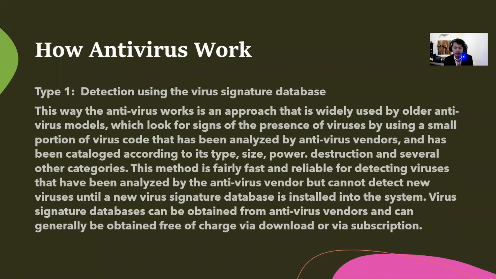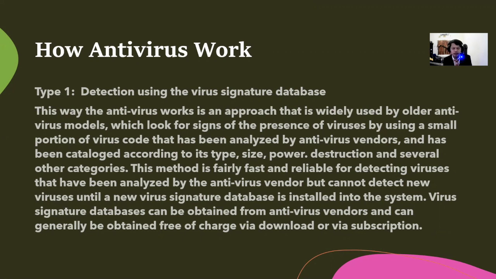There are two types of how antivirus works. The first one is detection using the virus signature database. This is the way that was widely used by older antivirus models, which look for signs of the presence of a virus by using small portions of virus code that have been analyzed by antivirus vendors and cataloged according to their type, size, power, and destruction, and several other categories. This method is fairly fast and reliable for detecting viruses that have been analyzed by the antivirus vendors, but cannot detect a new virus until a new virus signature database is updated into the system.